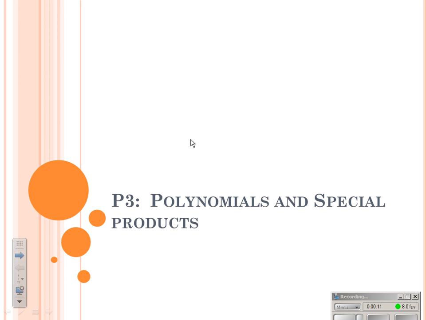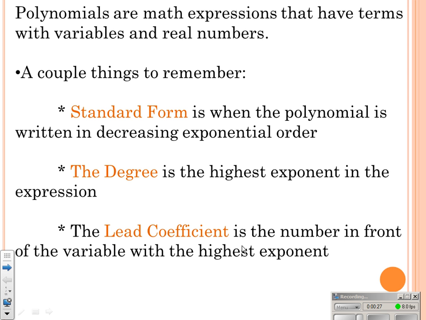All right, so for tonight, we're taking a look at P3, polynomials and special products. So I need everybody to turn in their books to page 26. So polynomials are math expressions that have terms with variables and real numbers.